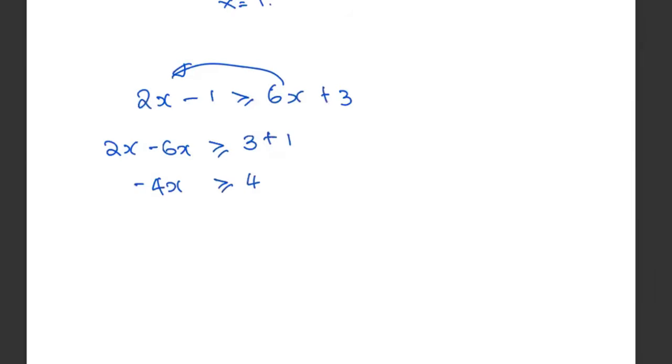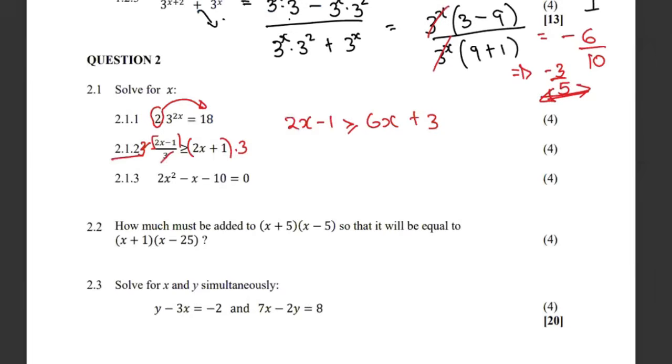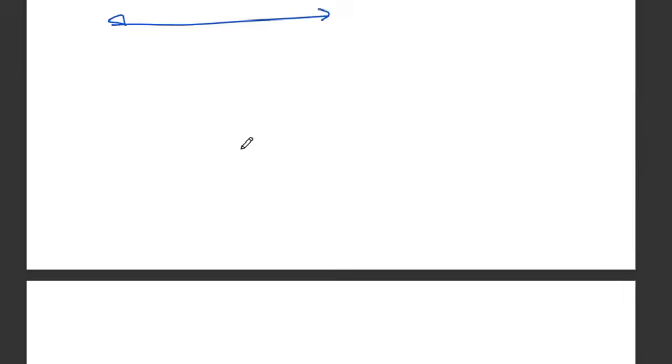Then let's divide through by a negative. Now, the moment we attempt to divide through by a negative, the inequality sign must change. So that's negative 1. So that's what the question wanted. Do we need the number line? No, we don't. All right, then 2.1.3, we have 2x squared.